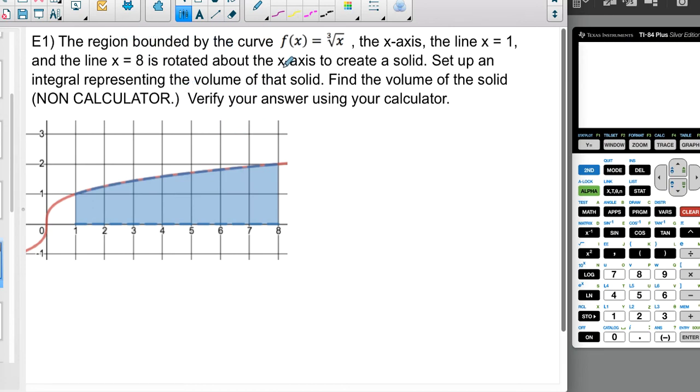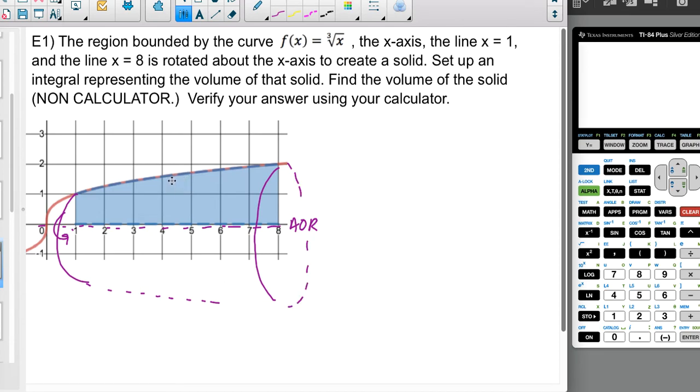The region bounded here by the cube root of x, the x-axis, and the lines x is 1 and x is 8, is rotated about the x-axis, so it's rotated this way. This is my axis of rotation. To create a solid, find the volume of the solid that's created. Okay, so what's happening here is that this shape is rotated this way. So it's going to look like a little bit of a bullet shape when we rotate it.